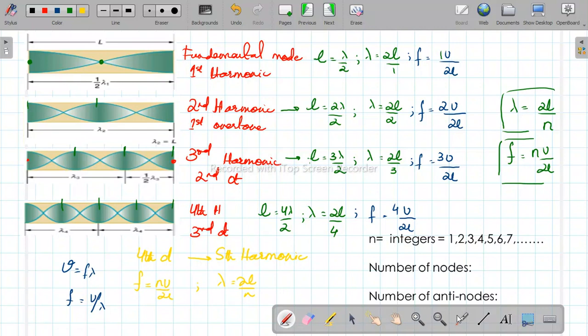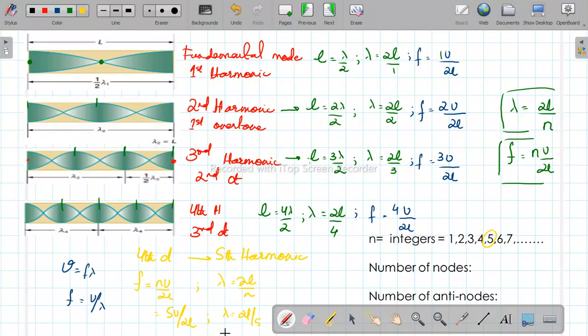Whichever harmonic they talk about, place the value of n that comes at that position. In this case, they are asking us to calculate the fifth harmonic. In this particular case, all values of n are allowed, so the fifth value of n will be 5. Let's place it here. It should be 5v over 2l. And for the wavelength, it should be 2l over 5.